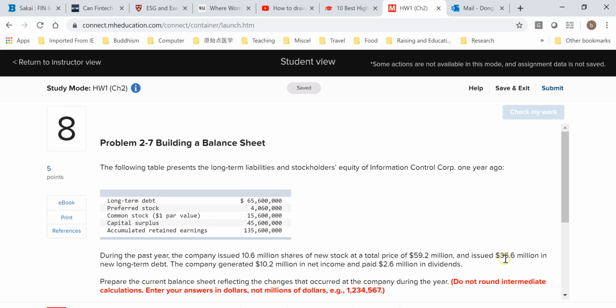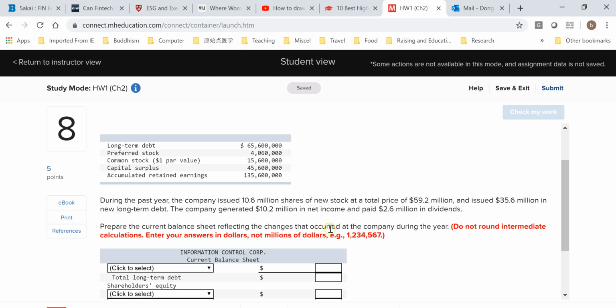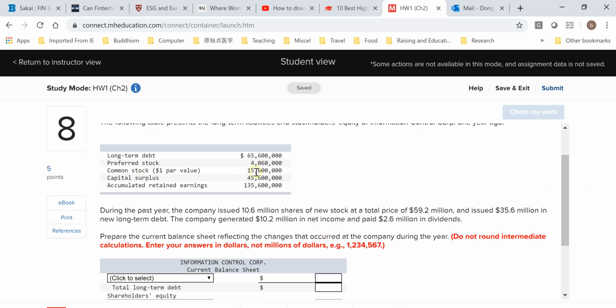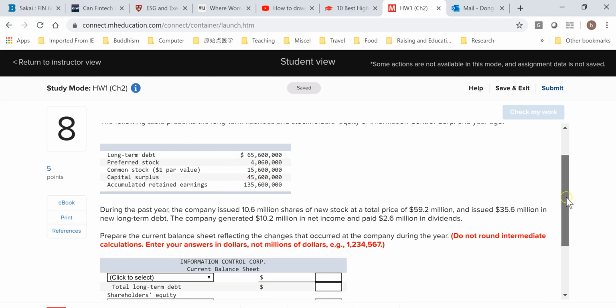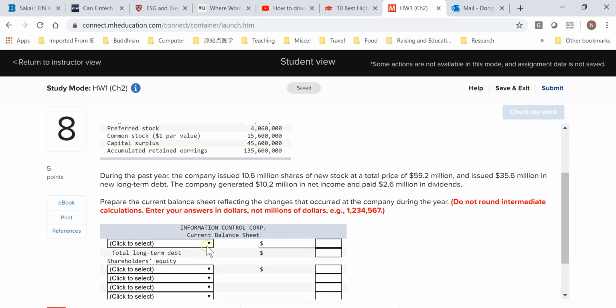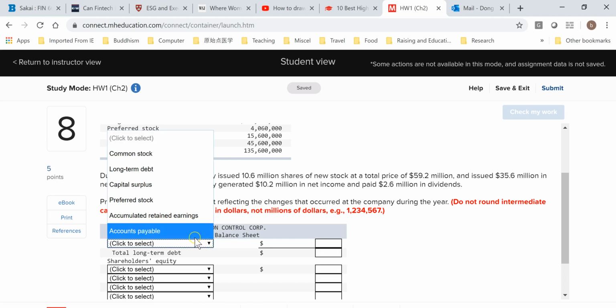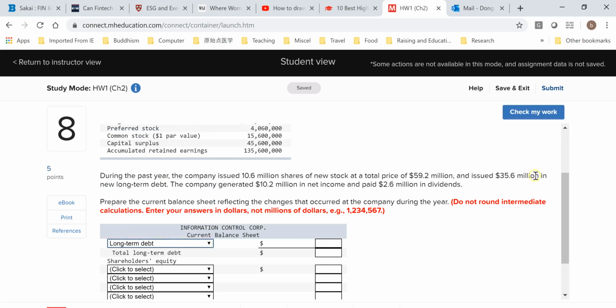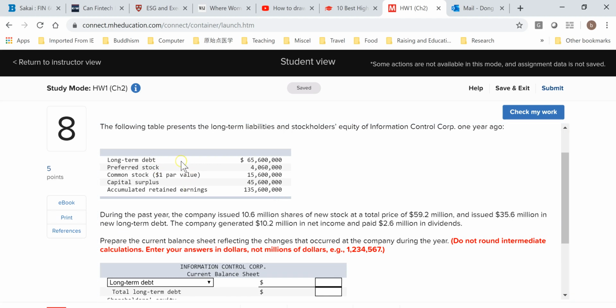The firm also issued 35.6 million in new long-term debt, and then generated this much net income and paid some dividends. So we need to prepare the current balance sheet. This is a portion of the balance sheet, because it only refers to the liability and equity side. So we can start from the same order as what's given.